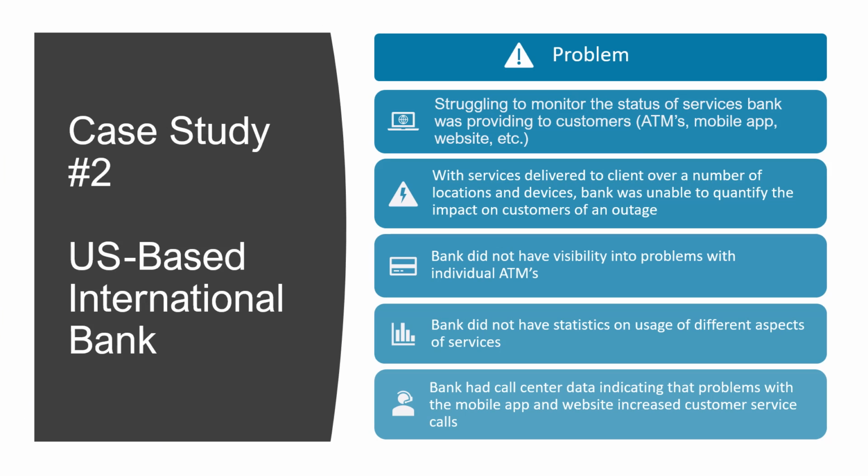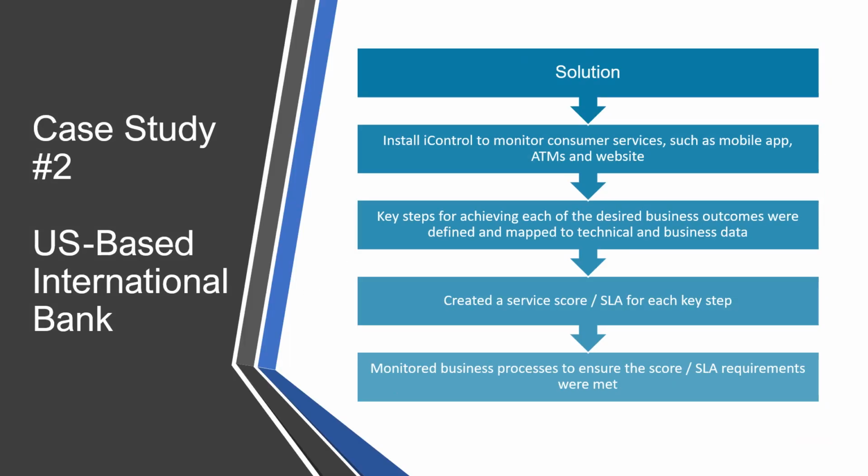Okay, the second case study is a US-based international bank. They had problems monitoring the services that they provided, such as ATMs, their mobile app, and their website. They weren't able to get visibility into ATM outages across the system. When they had problems with customer perception, they didn't know it until after the fact. So they didn't have any statistics on the usage of the different aspects of the services. And they wanted to understand how their business was operating in near real time. So what the bank did is they used iControl to monitor their consumer services.